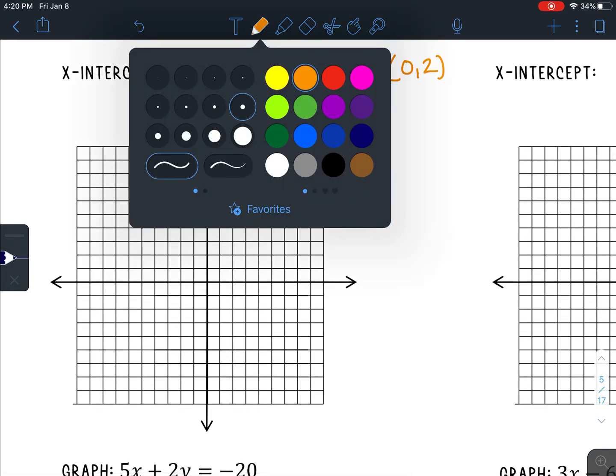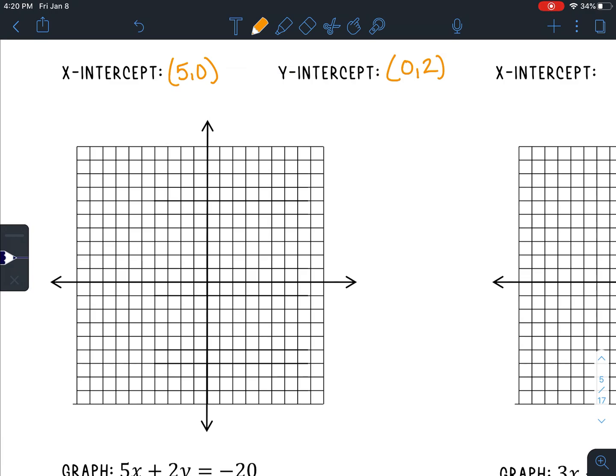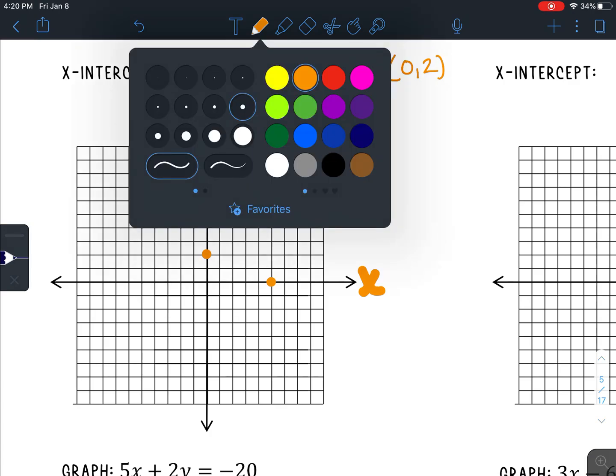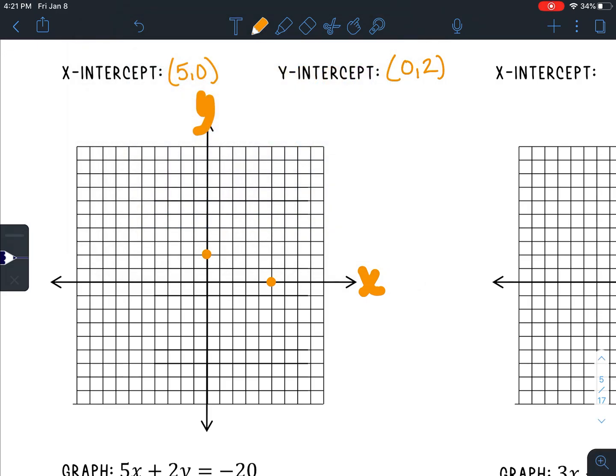We had talked about our x and y intercepts before. The x-intercept is going to be along my x-axis, and the y-intercept is along my y-axis. So I'm going to go ahead and plot those points. My x-intercept is going to be over 5: 1, 2, 3, 4, 5. My y-intercept is going to be along my y-axis, up 2. So now I'm going to connect those two dots. So here is my line that I'm going to draw.